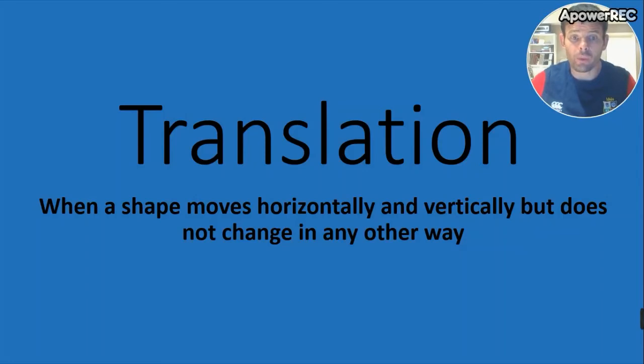This week we're going to be looking at translation. Translation is when a shape moves horizontally and vertically but does not change in any other way. There's no reflection, it doesn't get bigger or smaller, it doesn't rotate, it just moves horizontally and vertically, up and down, but it doesn't change in any other way. Let's have a look.